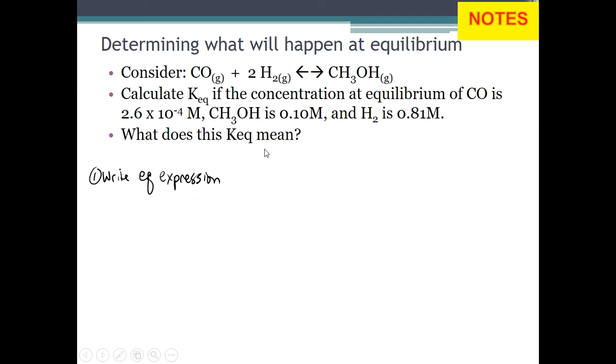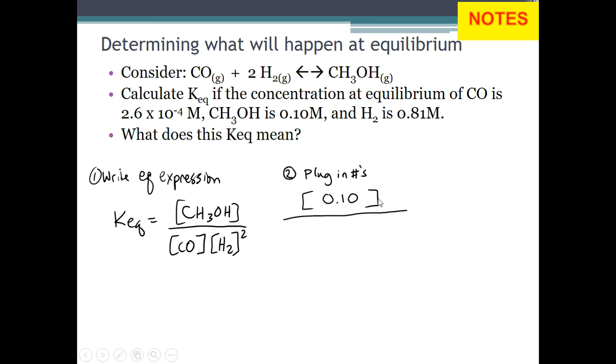Cool. If we look at this, first thing you do is you write the equilibrium expression. That's easy. You basically put the products over the reactants, and the coefficients become the powers. They're all gases, so they all go in, right? Then you use your numbers, check. They're all molarities. Always double check. Hey, that's moles per liter. I can use those. So you plug in the numbers. There's my concentration for methanol. There's my concentrations for carbon monoxide and hydrogen gas, and that one's squared. Then you solve the bottom, you solve the top, and you divide separately.